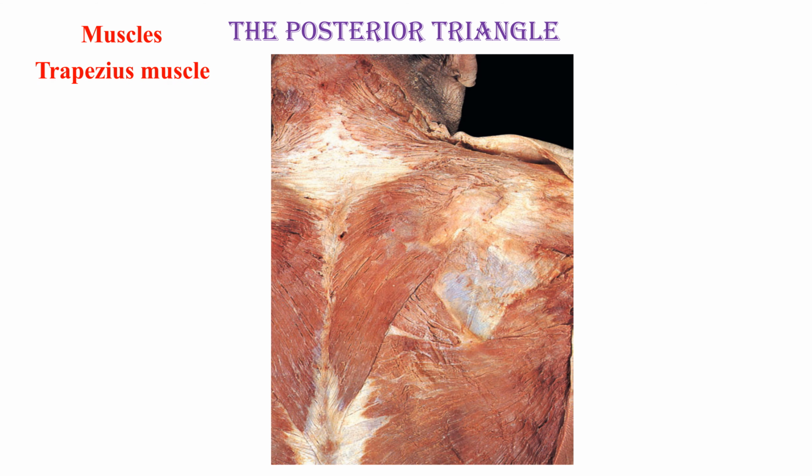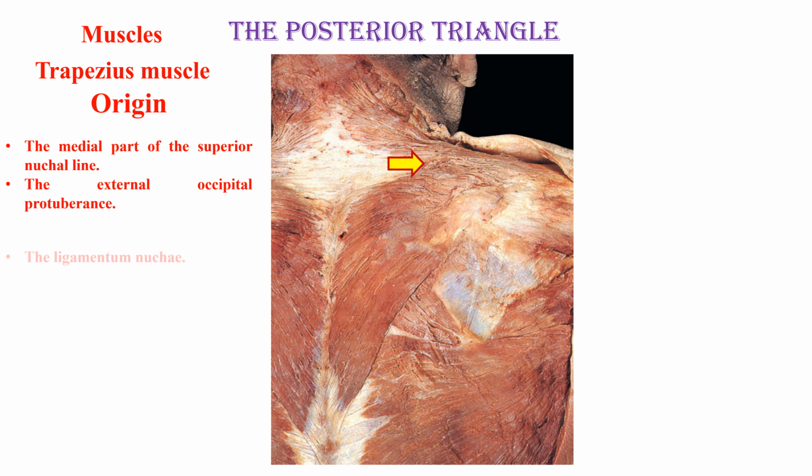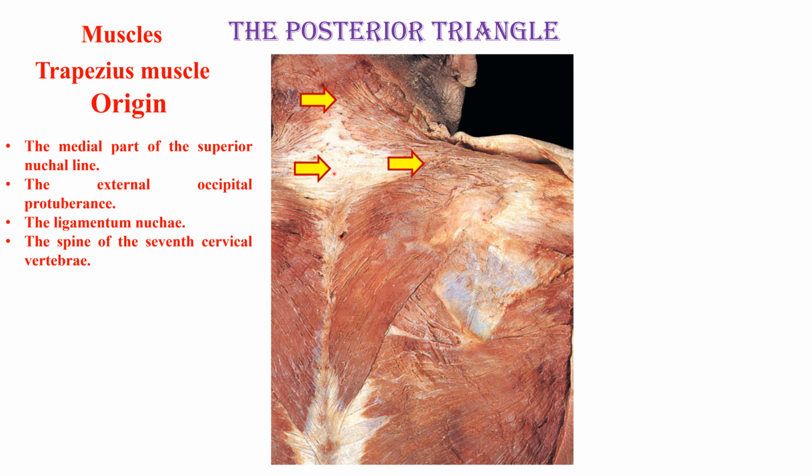The second muscle is the trapezius muscle, this very wide muscle which extends from the external occipital protuberance on the back of the skull down to the last thoracic vertebrae. The origin is the external occipital protuberance, the medial part of the superior nuchal line, then the ligamentum nuchae, which is the supraspinous ligament of the cervical spines, the vertebral prominence, which is the seventh cervical spine, and all thoracic spines and supraspinous ligaments.